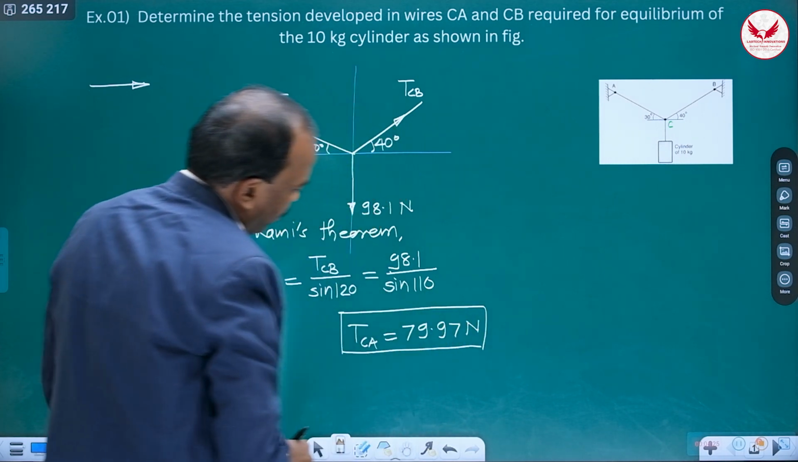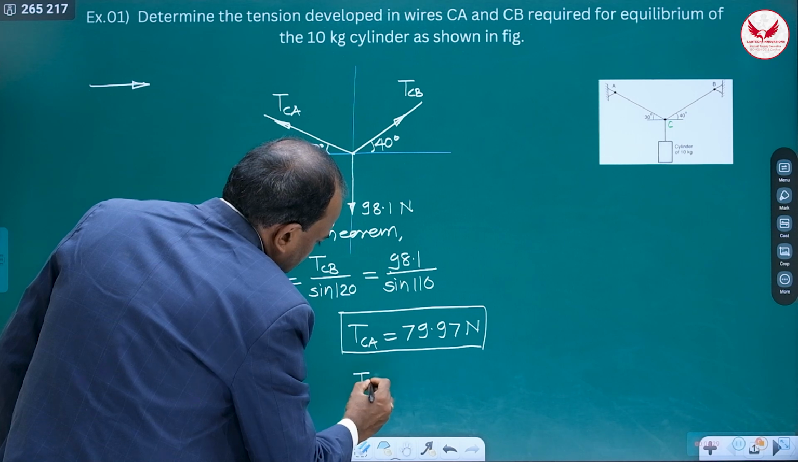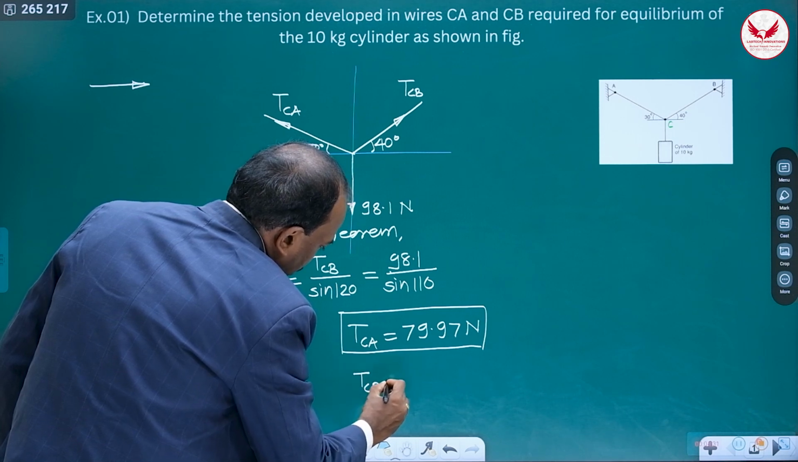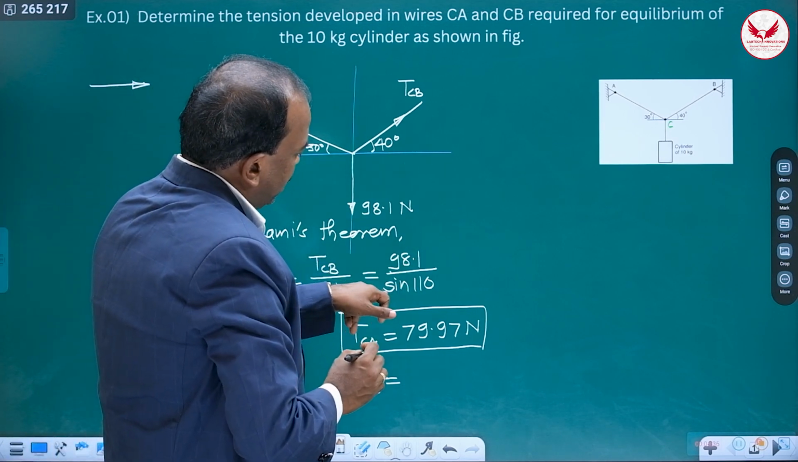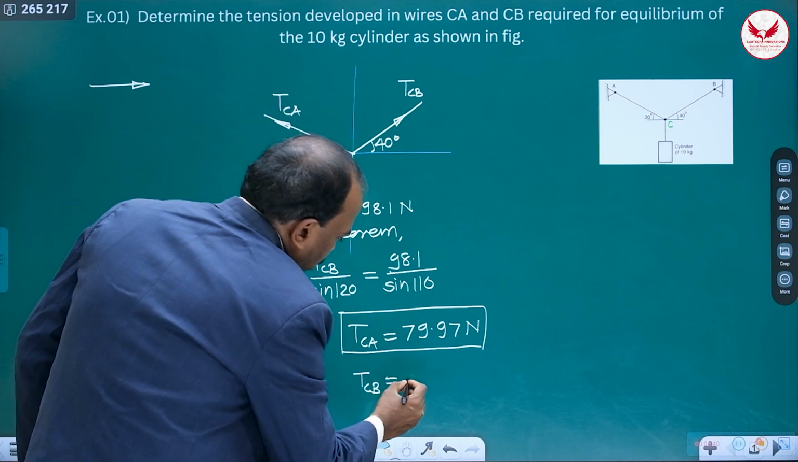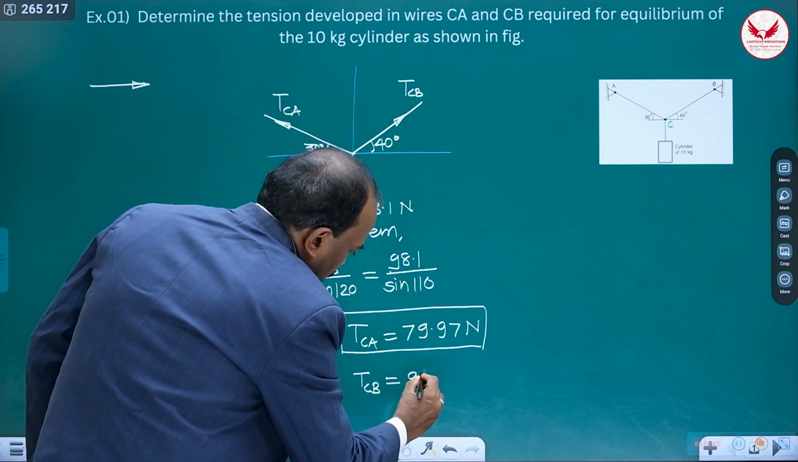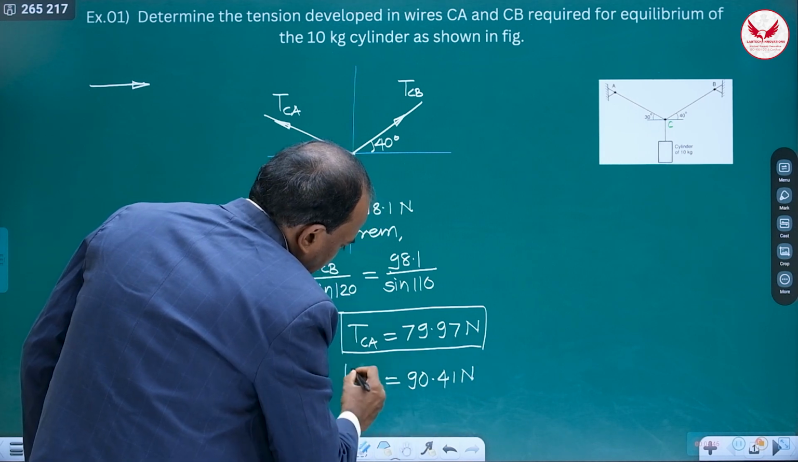It is one answer. And the second answer is what? TCB. For TCB, what are we supposed to do? 98.1 by sine 110 into sine 120, and it is going to be 90.41 Newton. Don't miss this unit.